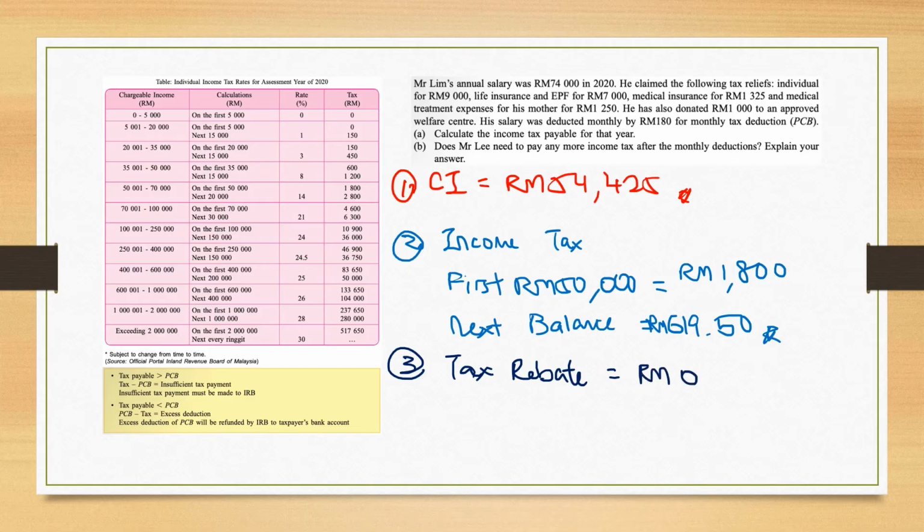Again, why? Because your chargeable income, CI, is exceeding 35,000 ringgit. If let's say your chargeable income is less than or equal to 35,000 ringgit, you can receive a tax rebate of 400 ringgit. But there's no such scenario here. So now moving on, we can look into income tax payable. Let me just write that down right here.